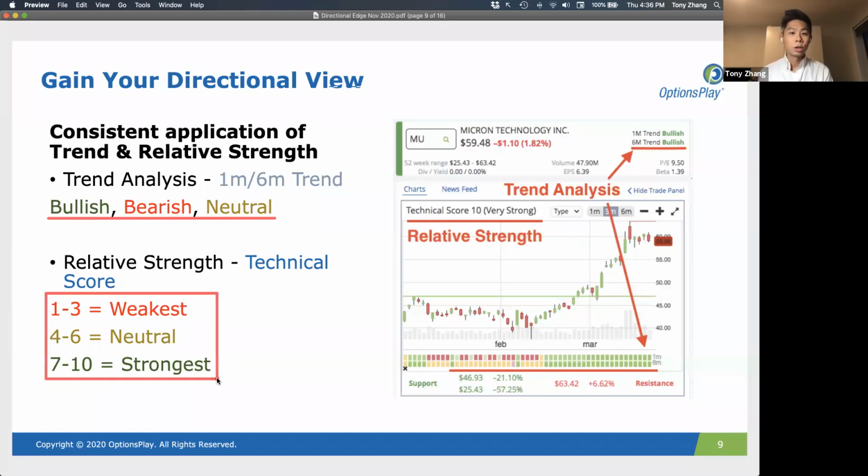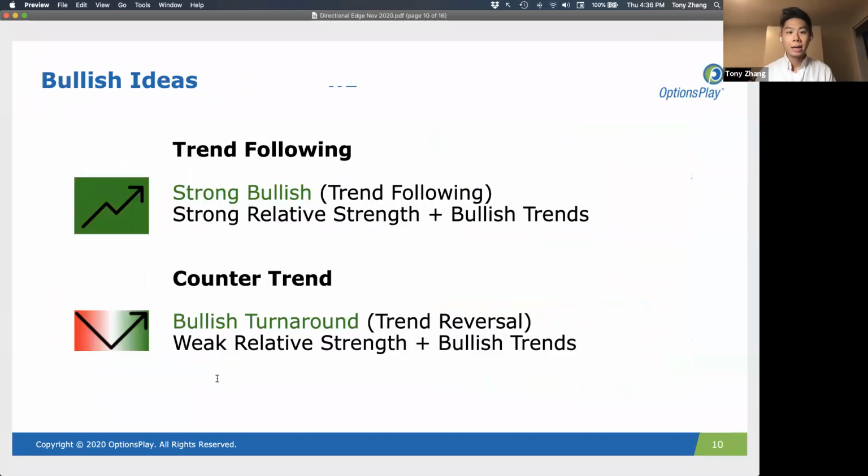And what I want to do is show you how we can utilize this to look at some real symbols, so that you can use these two indicators alone and quickly gain a directional view within seconds and not minutes, okay? The best way to do that is to show you the different ways that you should categorize stocks. So we're going to start with bullish stocks to begin with.